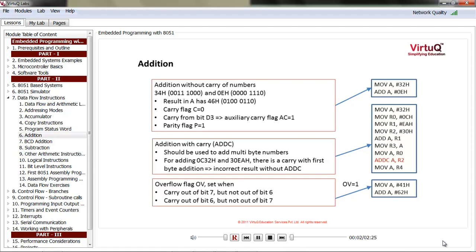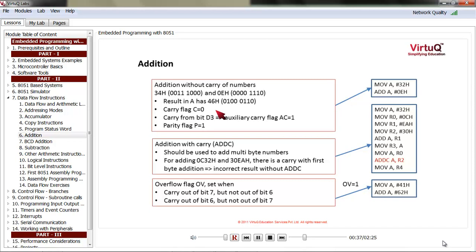Let us go over various addition instructions in 8051. There are two flavors of addition instructions. The first one is addition without carry. In this case, the numbers will be added, and with these numbers, carry will not be added. So we have an example here where we are trying to add two numbers. The first one is 32H and the second one is 0EH. So in this case, the result is 46H, and as happens in all the arithmetic instructions, the result is there in accumulator.